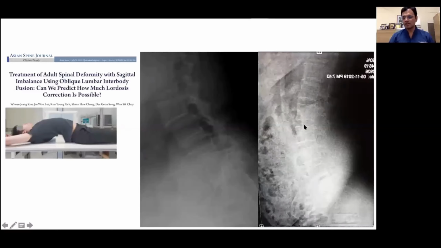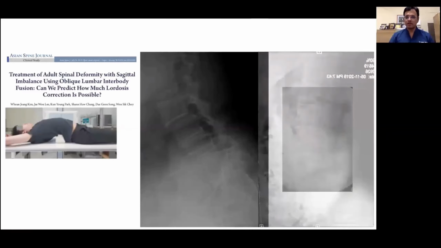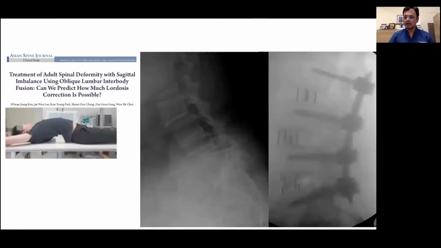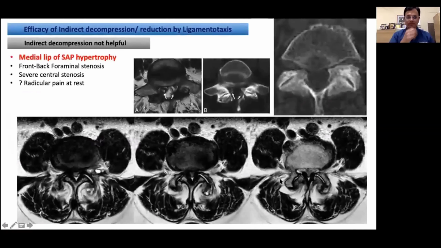Whereas in some cases, despite there being multi-level listhesis and multi-level anterior shortening, through a full extension lateral view, as you can see here, it is the same patient, the entire vertebral bodies are coming back into place. Good reduction can be achieved, and hence these are the ideal cases where OLIF can be done, as is being shown in this particular example.